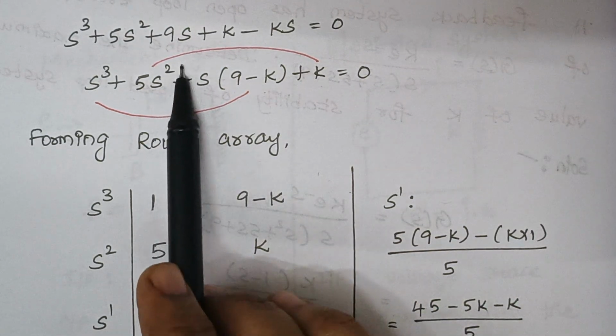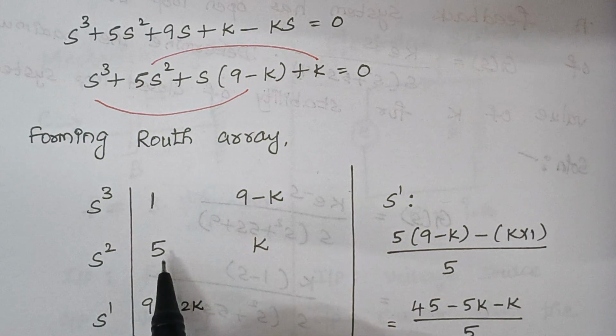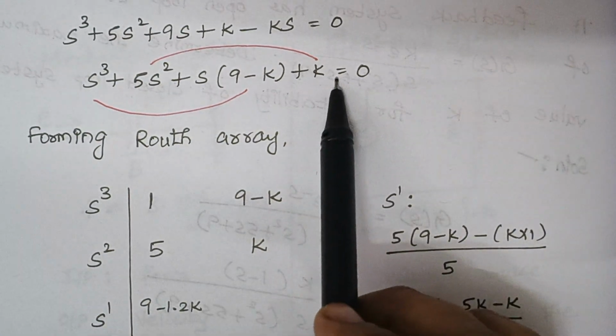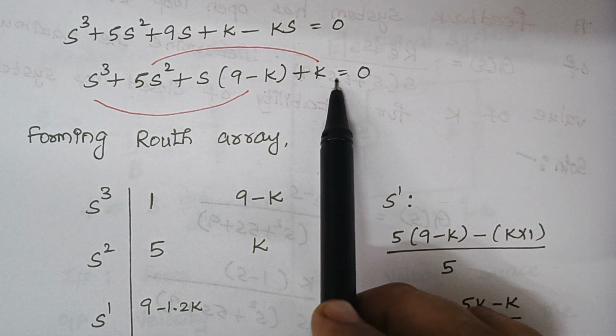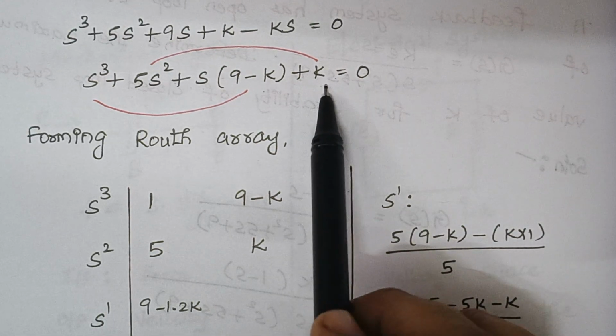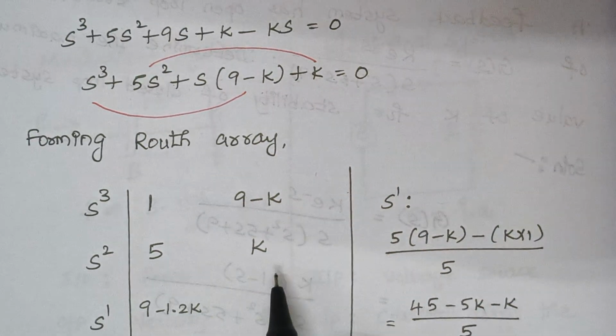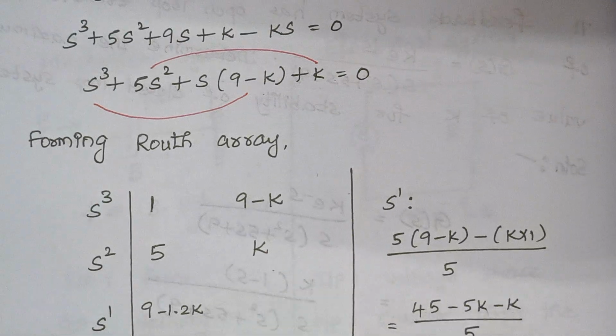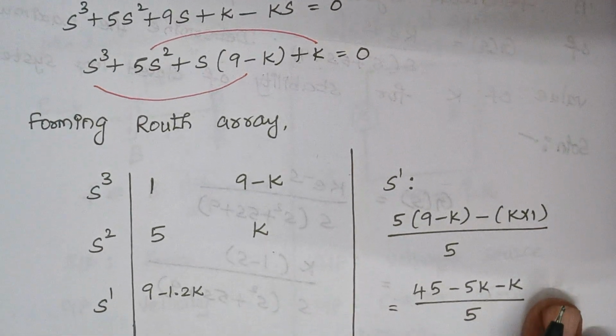So here the coefficient of s square is 5. Here I had written 5, and the coefficient of s to the power 0 is 1, so we didn't mention it here. So here the value of s to the power 0 is k, so here I am writing k. Right. The next step is we have to find s to the power 1.